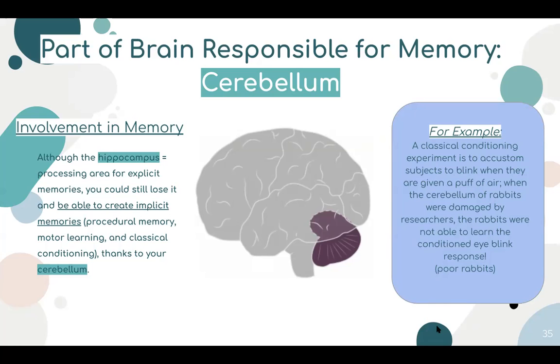So the cerebellum of rabbits was damaged by researchers, and the rabbits were not able to learn the conditioned eye blink response. So again, basically what this experiment normally does is they'll do a puff of air to the eye and the rabbits will blink. And you can pair this puff of air with a sound or another stimulus and train the rabbits to blink in response to that stimulus, unless you remove this area of the brain.